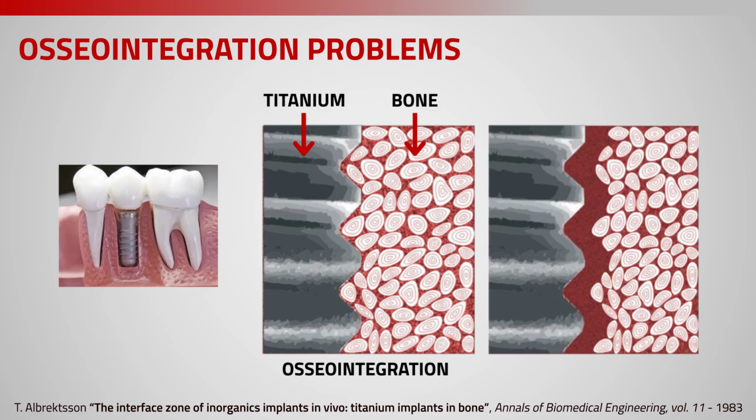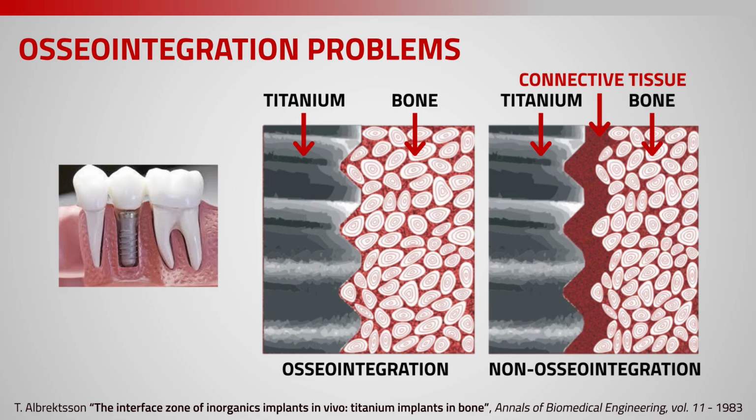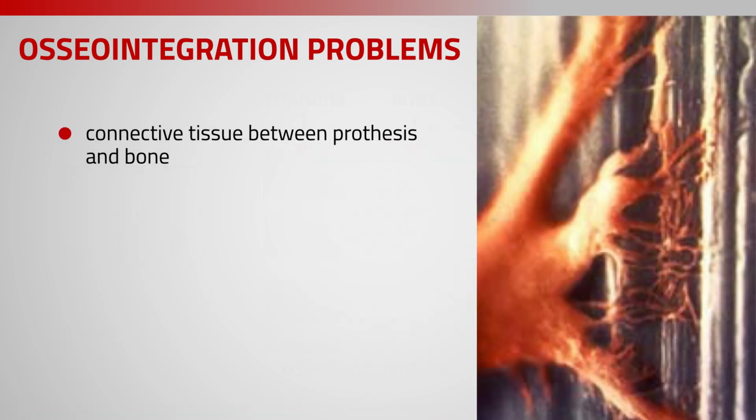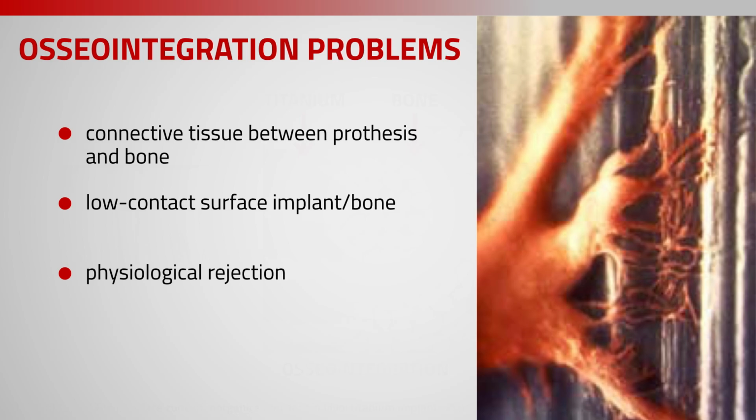What happens if there is not a perfect osseointegration? You can see now the situation on the right, where, namely in the center, there is the birth of an undesired connective tissue, which is zoomed and highlighted here, and this interface will destroy the firm adhesion, the firm integration between the prosthesis and the bone. So we will have a low contact surface between implant and bone, and obviously a successive physiological rejection.